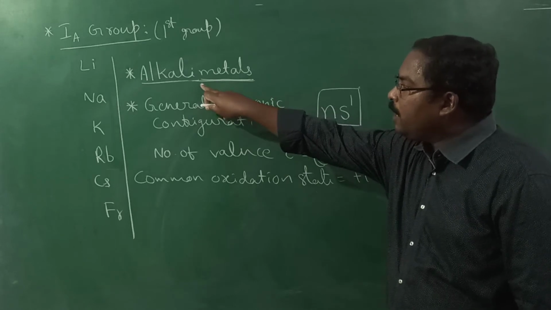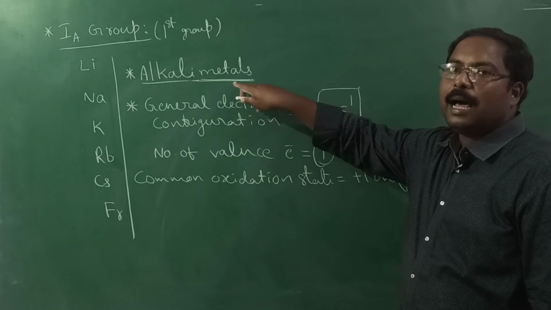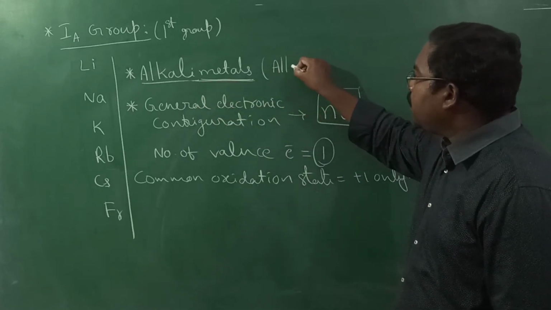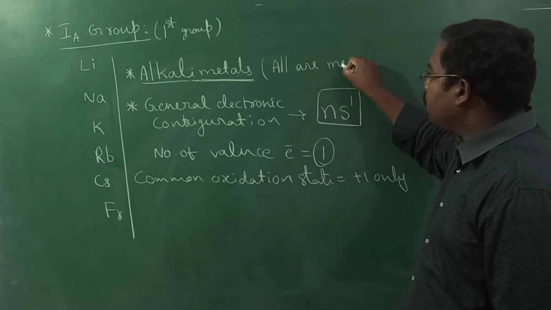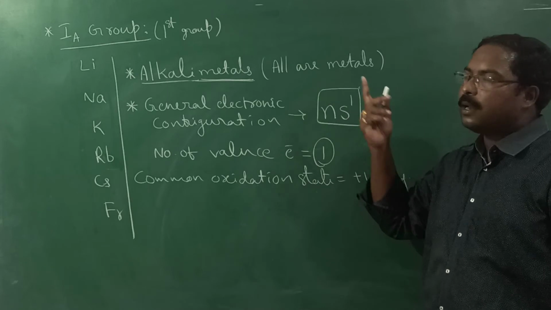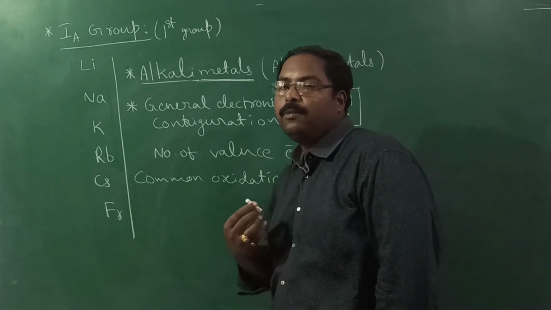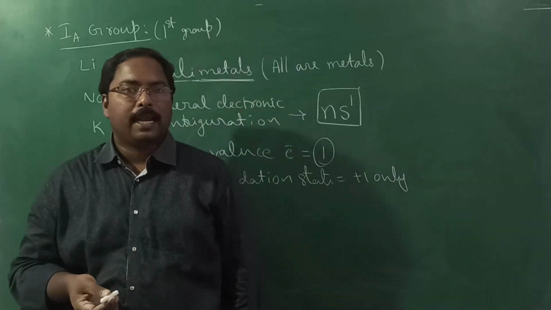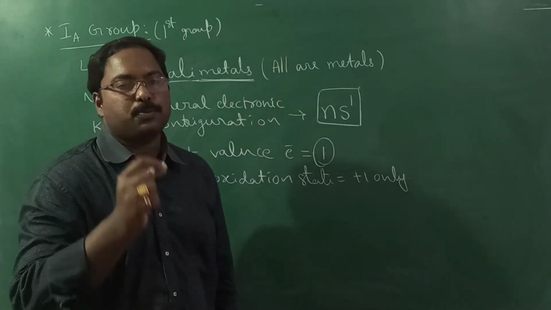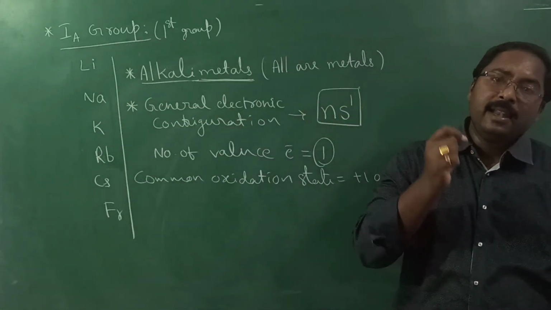What name have we given here? We are telling that all these elements are known as alkali metals. Means what? All these elements are metals. So all the first A group elements, whatever are there, all these are metals. So what is the tendency of metals? Metals always want to lose the electron, so they don't gain the electron. Remember this point: the metal atom never gains an electron.